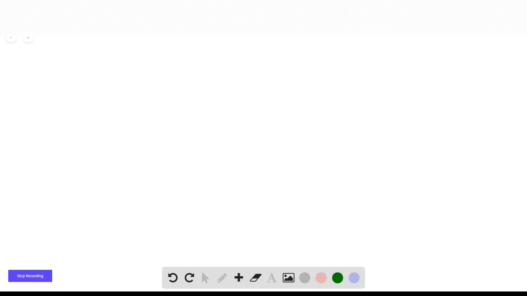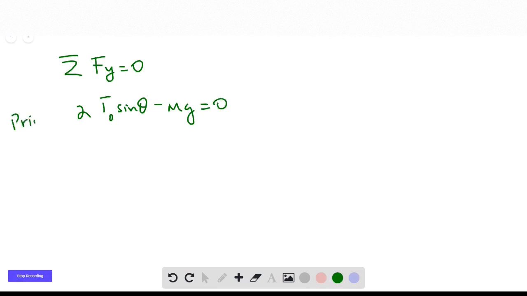On the next page, we have a system in equilibrium. So we're saying the sum of forces in the y direction is 0. So we know twice T naught sine of theta minus mg equals 0. This is prior to the bear pulling downwards. So we don't have those two forces. We only have this one, the weight of the backpack acting.